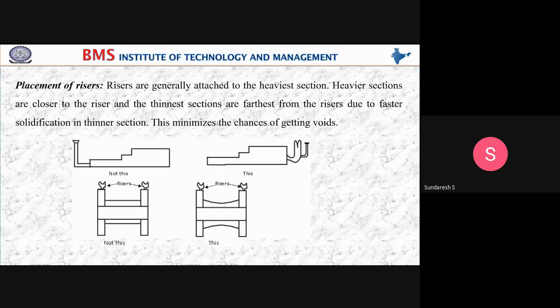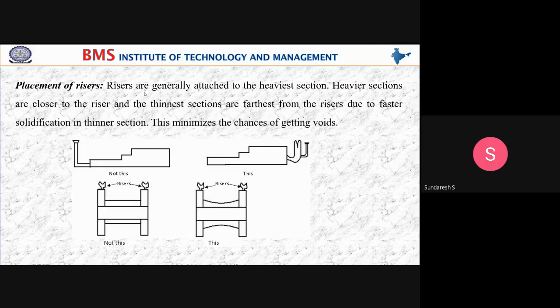The next important design consideration in casting is the placement of risers. Usually the risers are attached to the heaviest section. Heavier sections are closer to the riser and the thinnest sections are furthest from the riser, due to the faster solidification in thinner sections. This minimizes the chances of getting voids. This is where I stopped in the last class, the morning class: where the risers need to be placed.